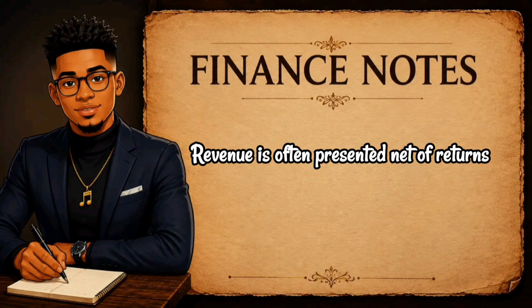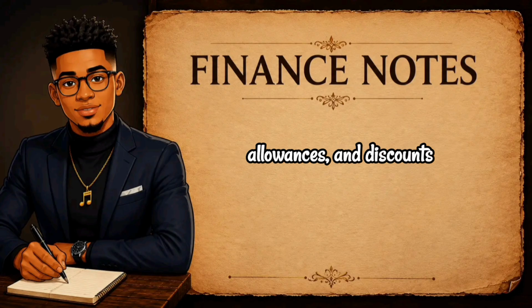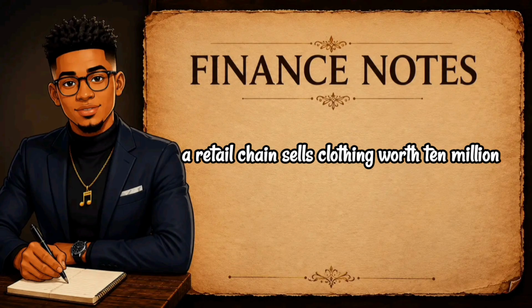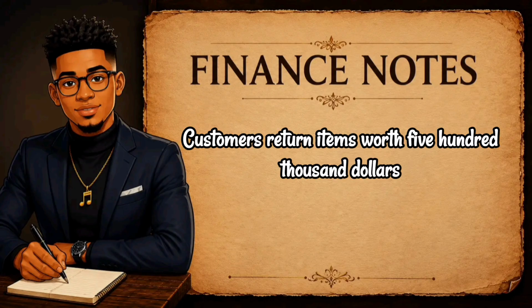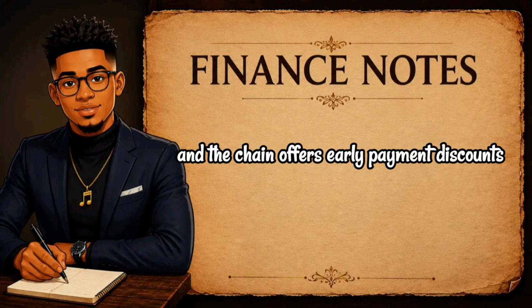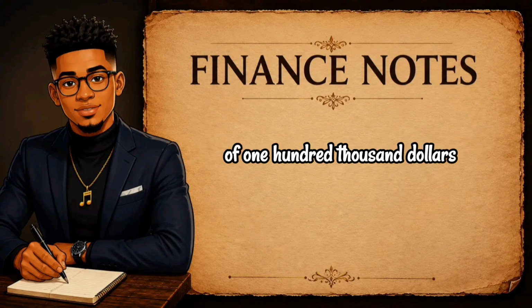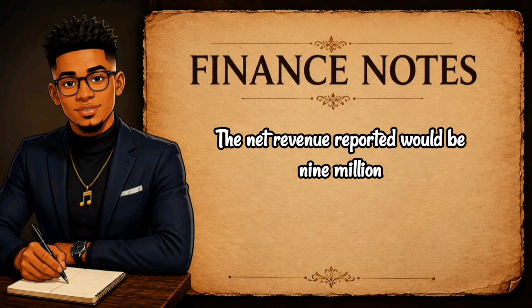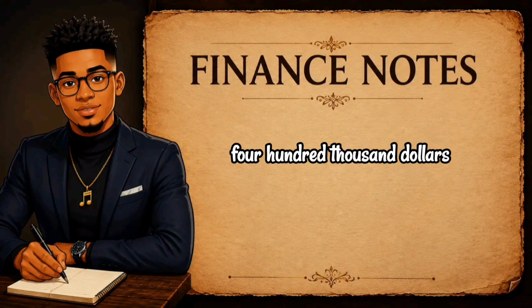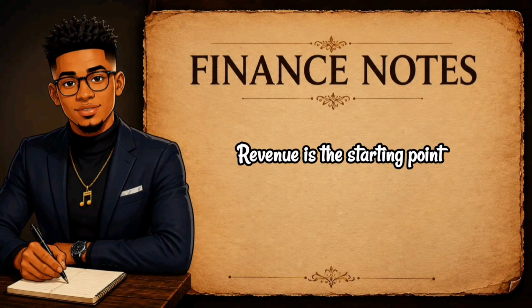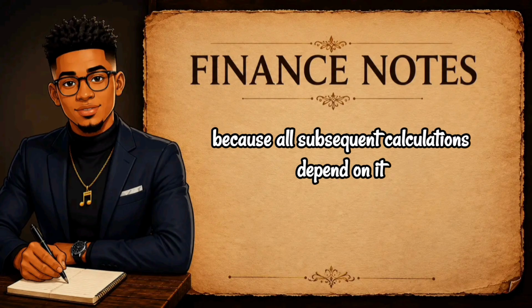Revenue is often presented net of returns, allowances, and discounts. A descriptive example: a retail chain sells clothing worth $10 million during a quarter. Customers return items worth $500,000, and the chain offers early payment discounts of $100,000. The net revenue reported would be $9,400,000. Revenue is the starting point because all subsequent calculations depend on it.